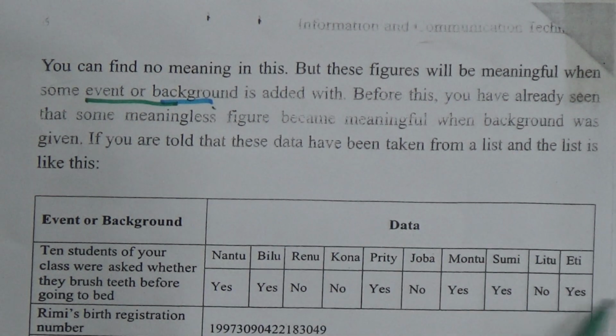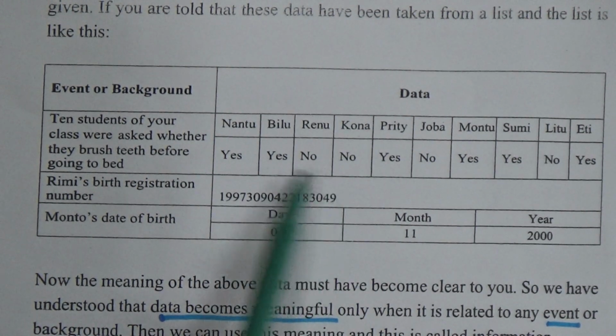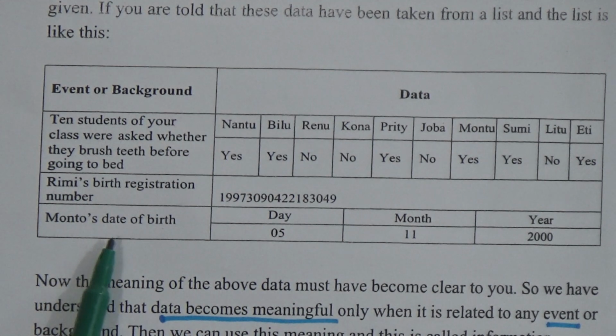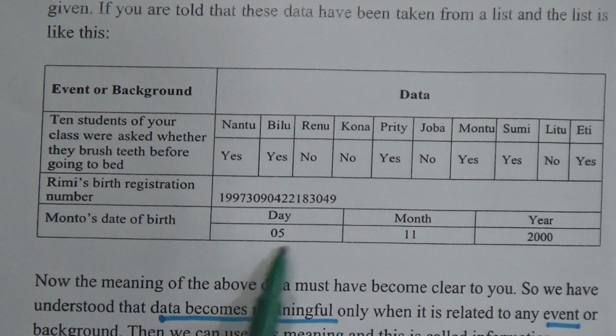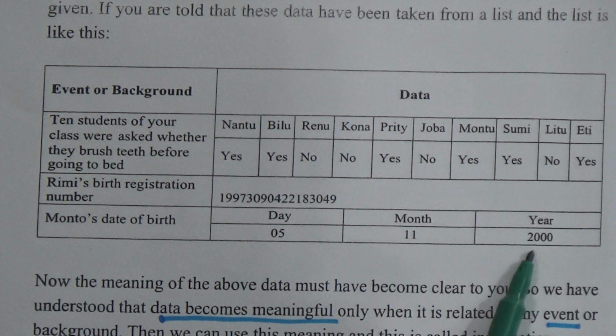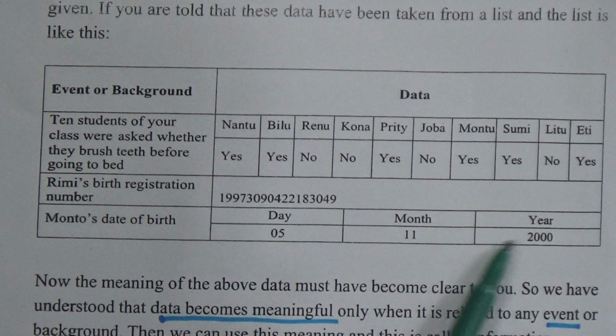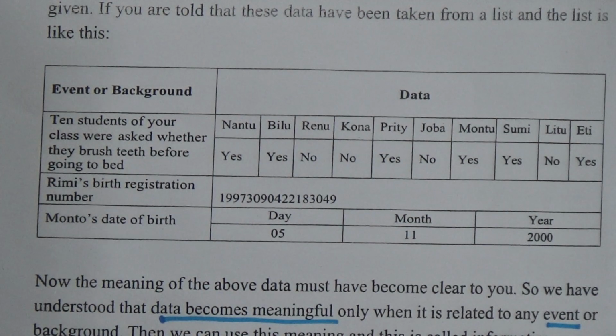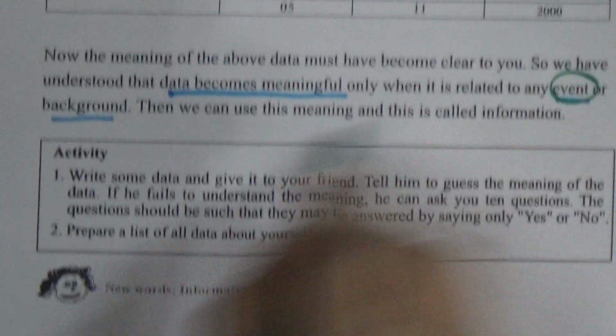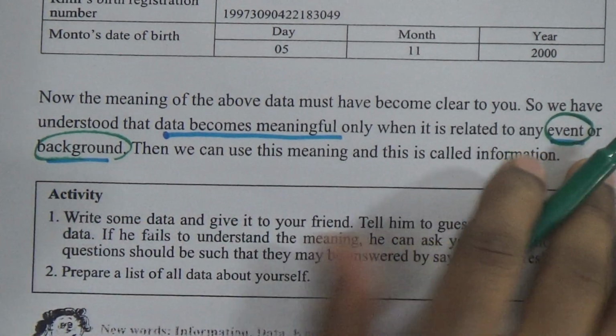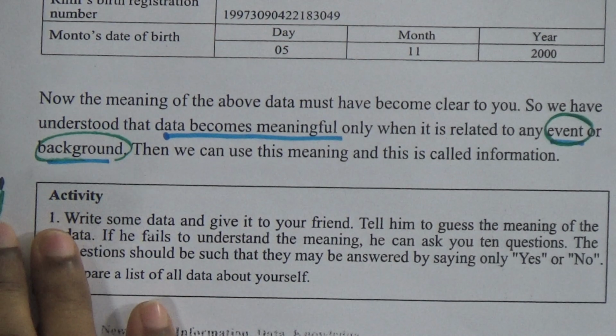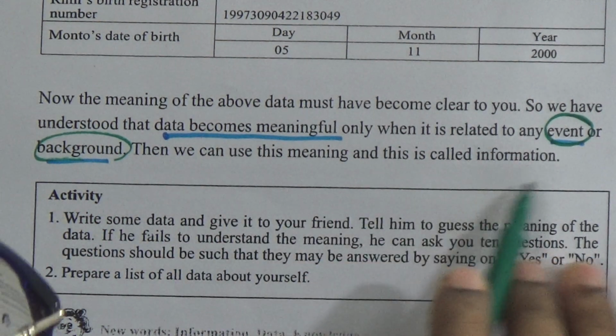The students say yes and no. Rimi's birth registration number is 1997 309 04 2218 3049. Our national ID card numbers are also like this. This gives sense. Montu's date of birth: day 05, month 11, year 2000. This is the date of birth of Montu. Now the meaning of the above data must have become clear to you. So we have understood that data becomes meaningful only when it is related to an event or a background. Without any event or background, data doesn't give any meaning. Then we can use this meaning, and this is called information.